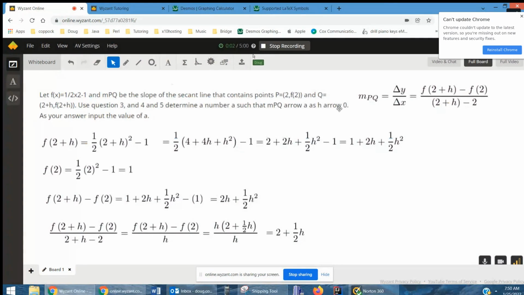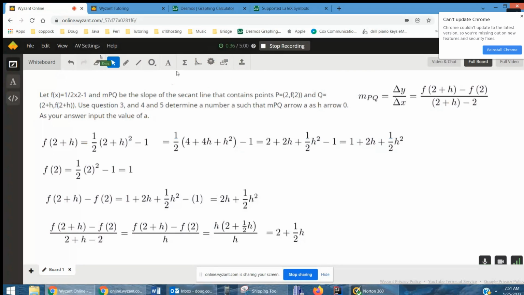Okay, here's what's happening. We want to find a formula for the slope of PQ. That's the change in y divided by the change in x as we move from the point (2, 1), which is the fixed point, to a point a little to the right or left of (2, 1). So that would be f(2 + h) minus f(2). The change in x would be 2 + h minus 2.